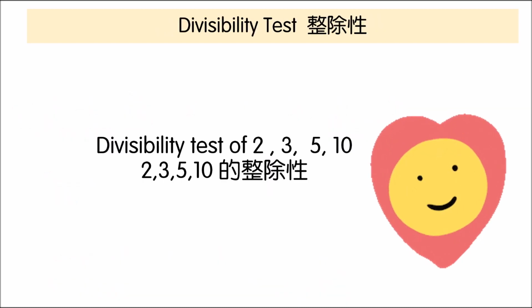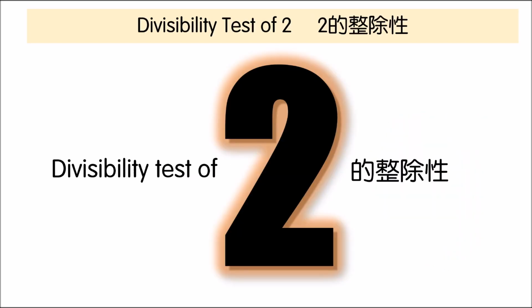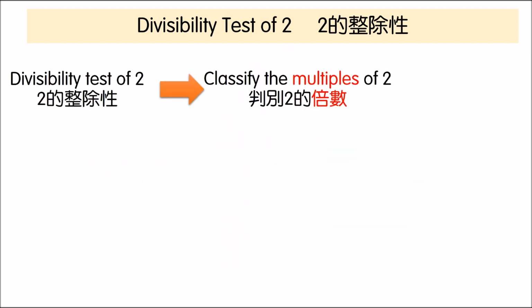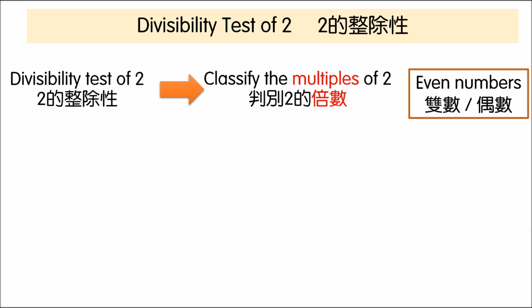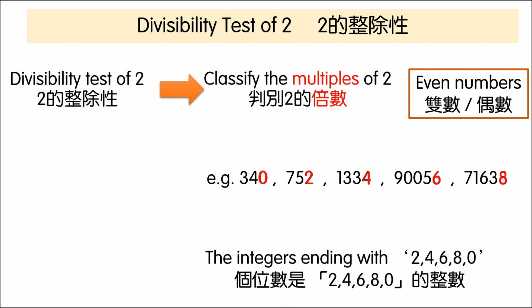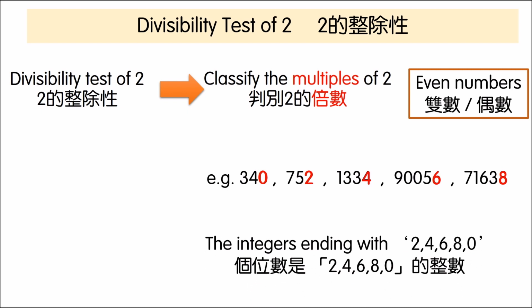After a quick revision about the types of numbers, let's have another revision of the divisibility test of 2, 3, 5, and 10. For the divisibility test of 2, that means they are the multiples of 2. To find out the multiples of 2, I believe it is not difficult for everyone to know that this means they are even numbers. So that means for all numbers, if you look at just the last digit of any number, as long as they end with 2, 4, 6, 8, or 0, then they are even.